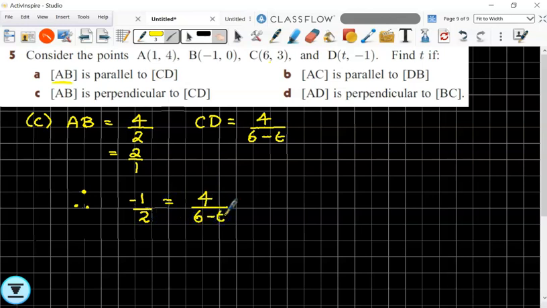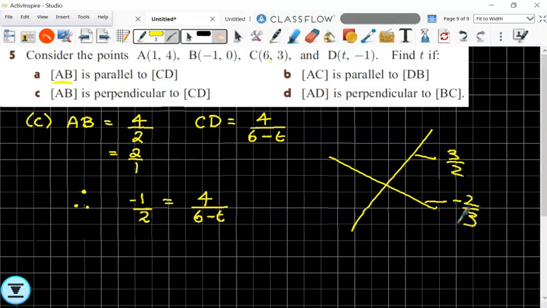Does that make sense? Jack's frowning at me. So if I had two lines, let's say that this was 3 over 2, wouldn't this one have to be minus 2 over 3? So this is what we're saying. This slope is not parallel to this one, it is perpendicular. So if this was 2, the perpendicular slope to this is minus 1 over 2. Therefore, that's what this has to equal.